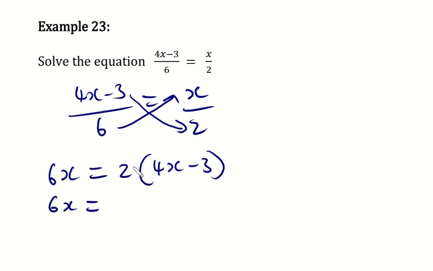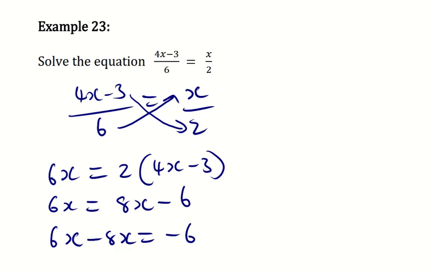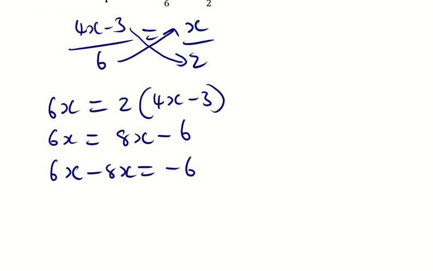Is that okay? So let's simplify. 6x is equal to, what's 2 times 4x? That's 8x. And what's 2 times minus 3? That's minus 6. Let's move 8x to the left hand side. What would that be? Minus 8x. You must always be careful when you move terms. Change the sign. What's 6x minus 8x? Is minus 2x, and that's equal to minus 6.